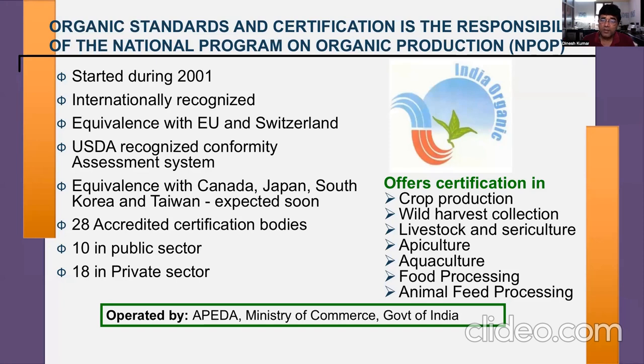So what kind of certification is practiced in India? We certify the products in crop production, wild harvest collection, means your medicinal aromatic plants, or some other forest products, livestock and sericulture, apiculture, aquaculture, food processing, and animal feed processing. So there are a number of enterprises, a number of areas where India is offering certification process operated by APEDA.